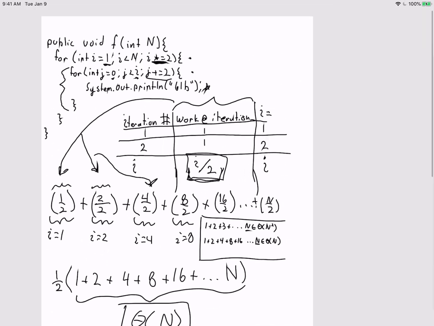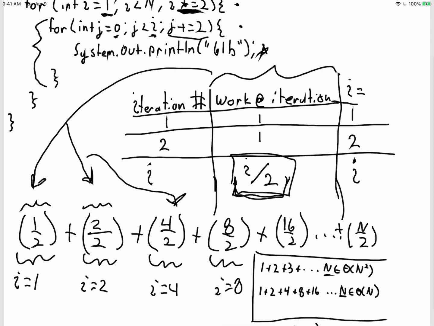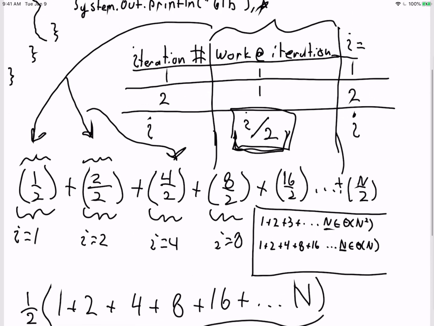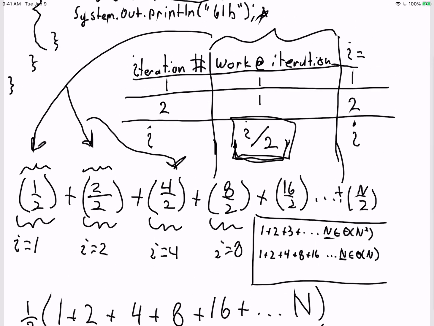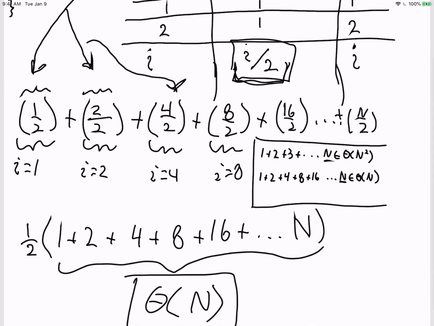So that concludes how to do the iterative asymptotics functions. So to recap, all you need to do is make your table of iteration number versus the work of that iteration, and then sum that. And then that sum will either be one of these two sums that you see here, or it might be easy enough that you don't really need a formula.